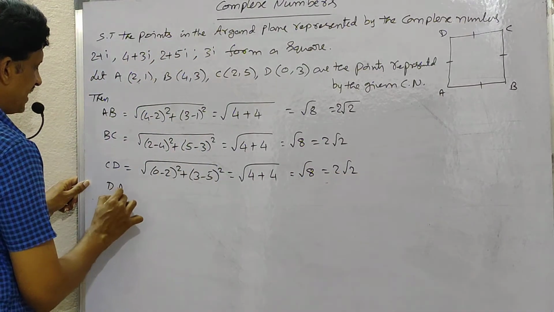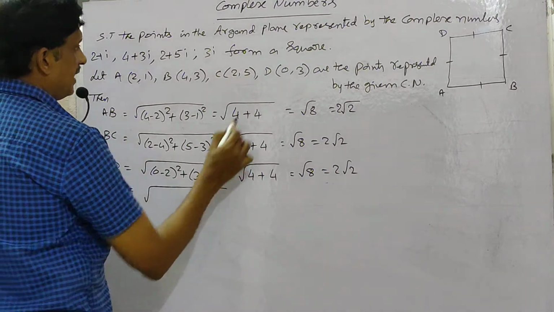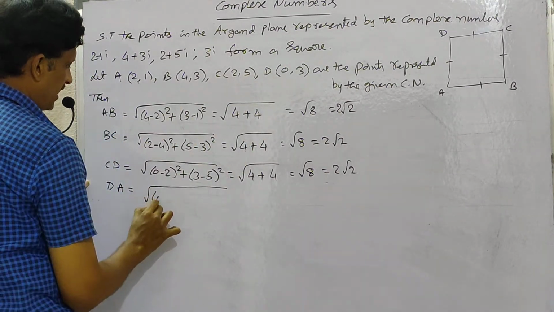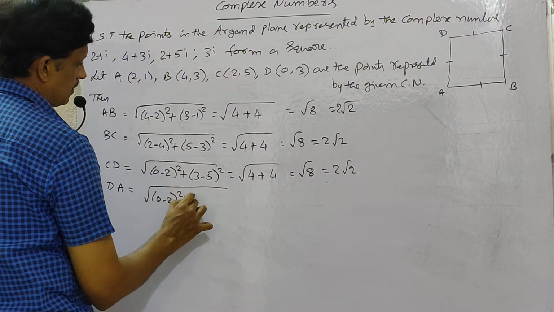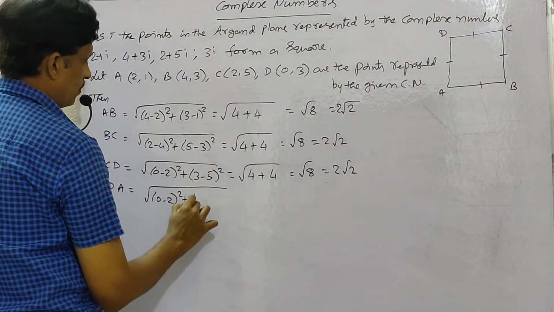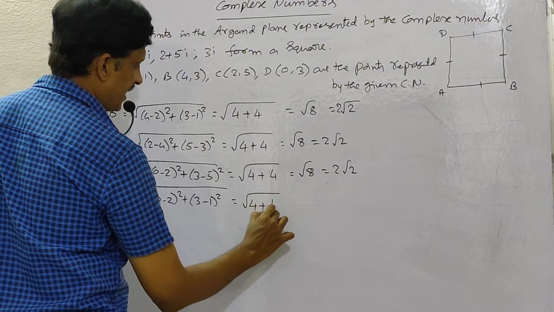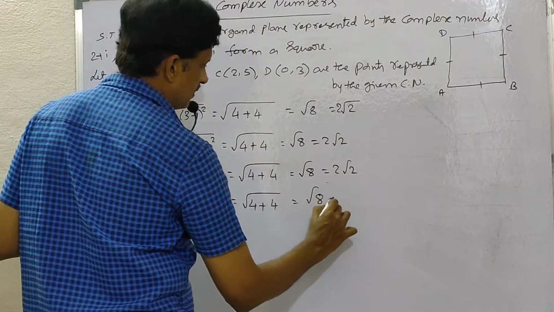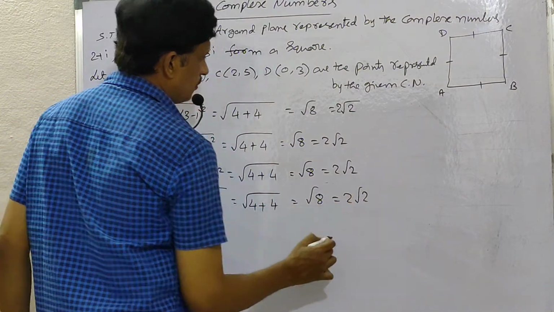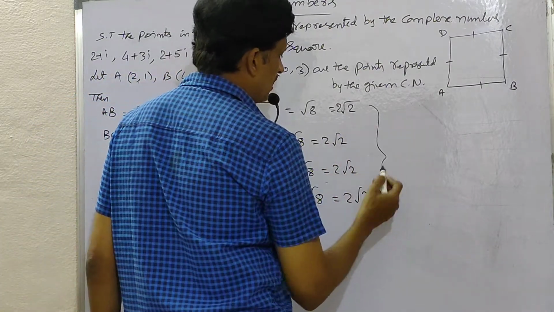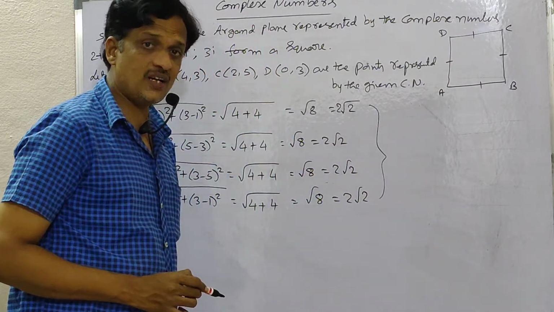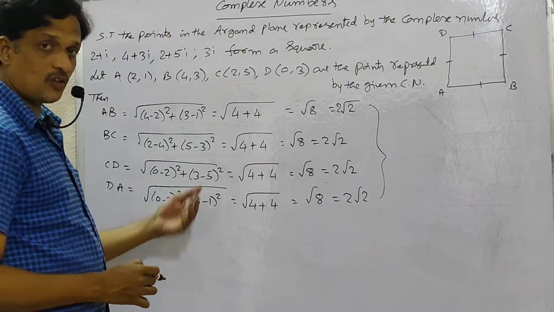Now the fourth side DA. D and A, 0 minus 2 whole square plus 3 minus 1 whole square. So that is 4 plus 4 again, that is also root 8, that is 2 root 2. So what can you say from these four? All the four sides are equal in length. Now what about the diagonals?